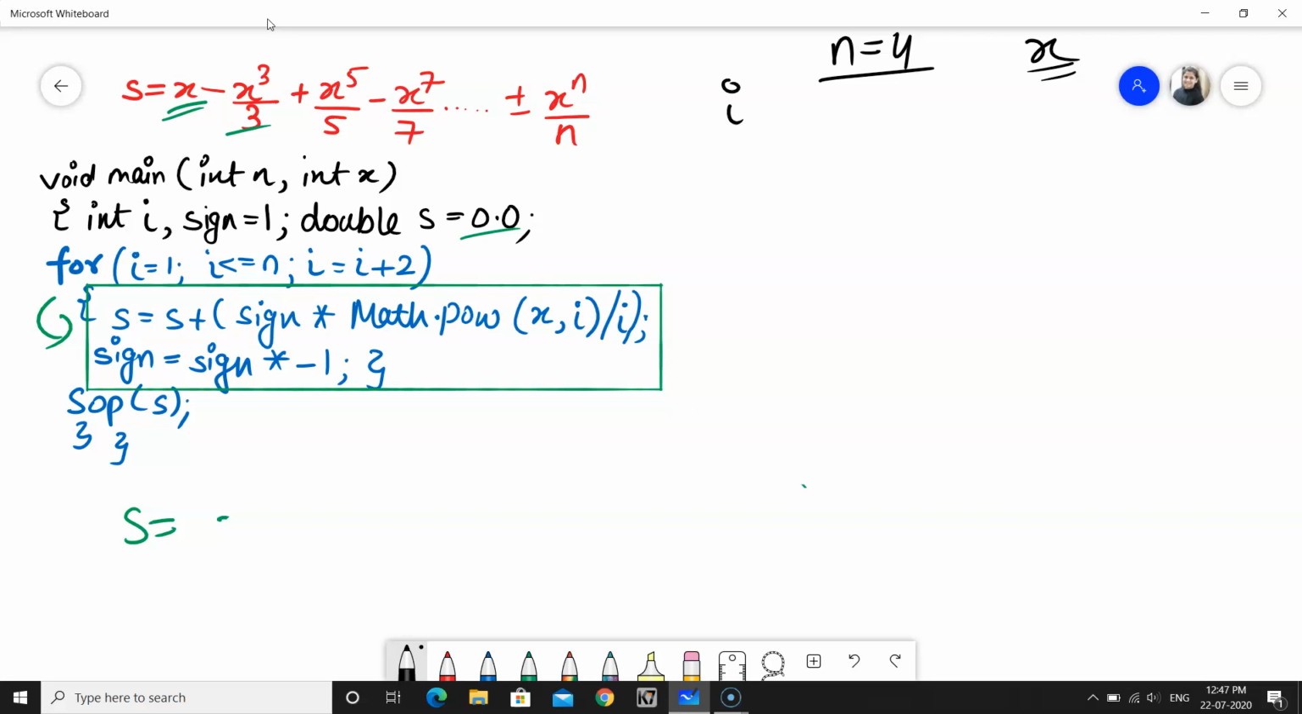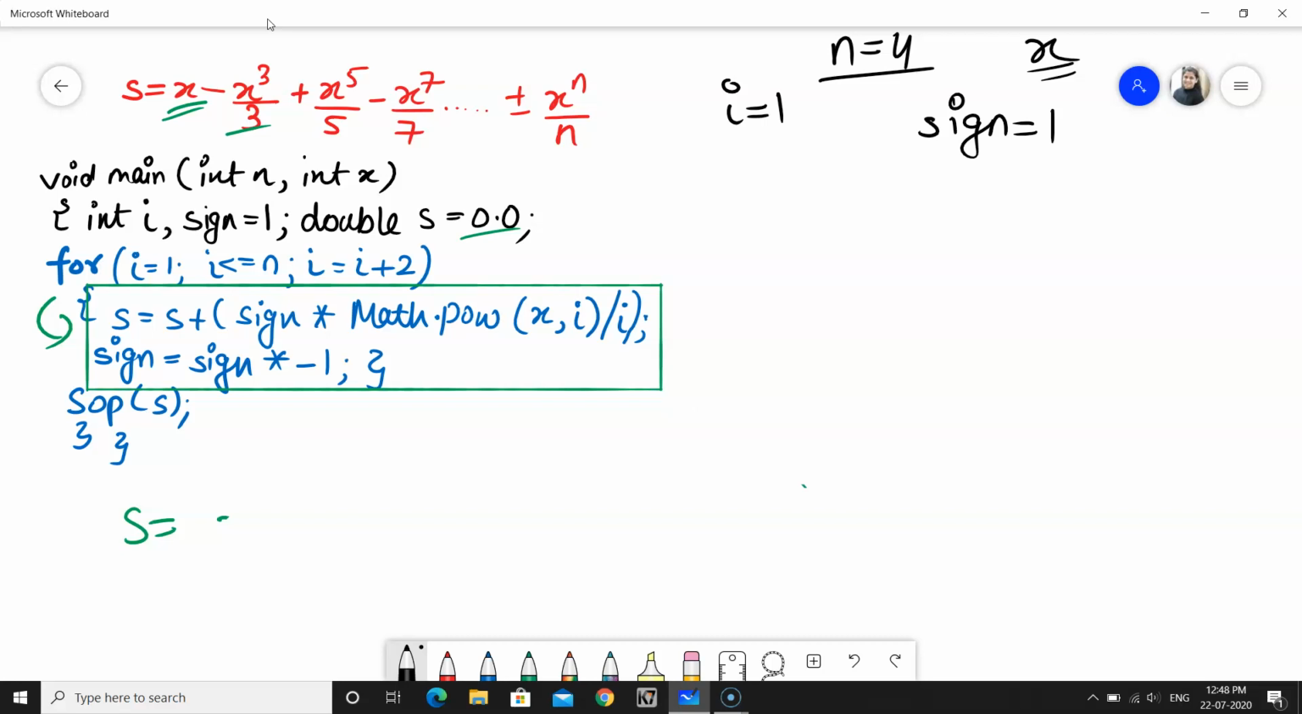Now i will be 1. When the value of i is 1, it will come inside the loop, and s is initially 0 and sign is initially 1. I took this sign because you can see that at the positions the value is changing. First it is negative, then positive, negative, positive sign. That's why you have to go for the sign.